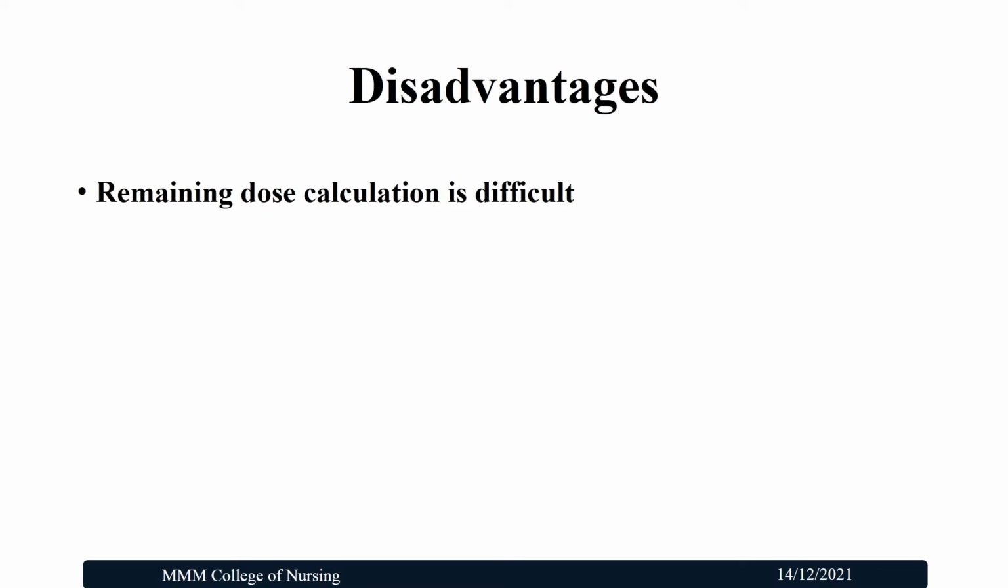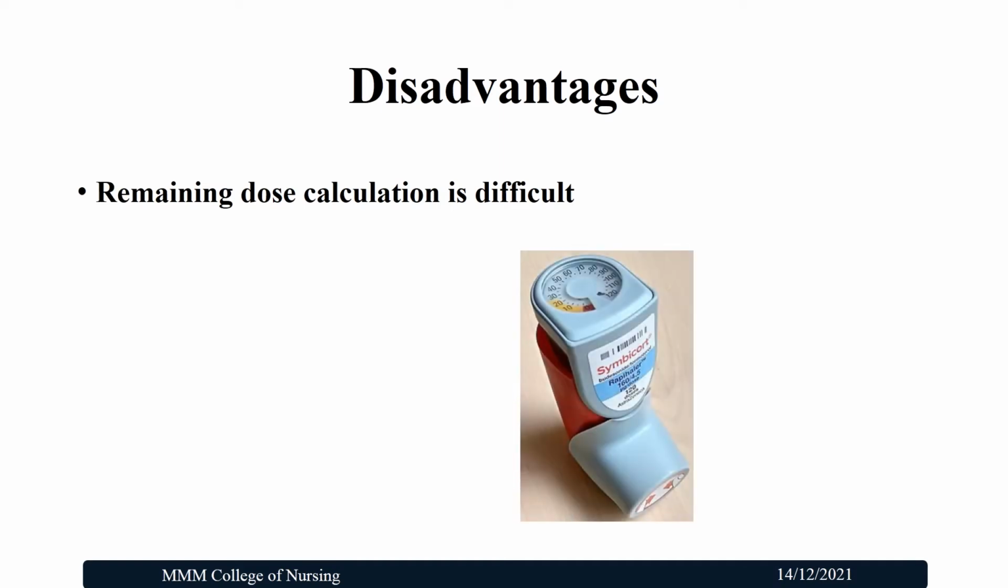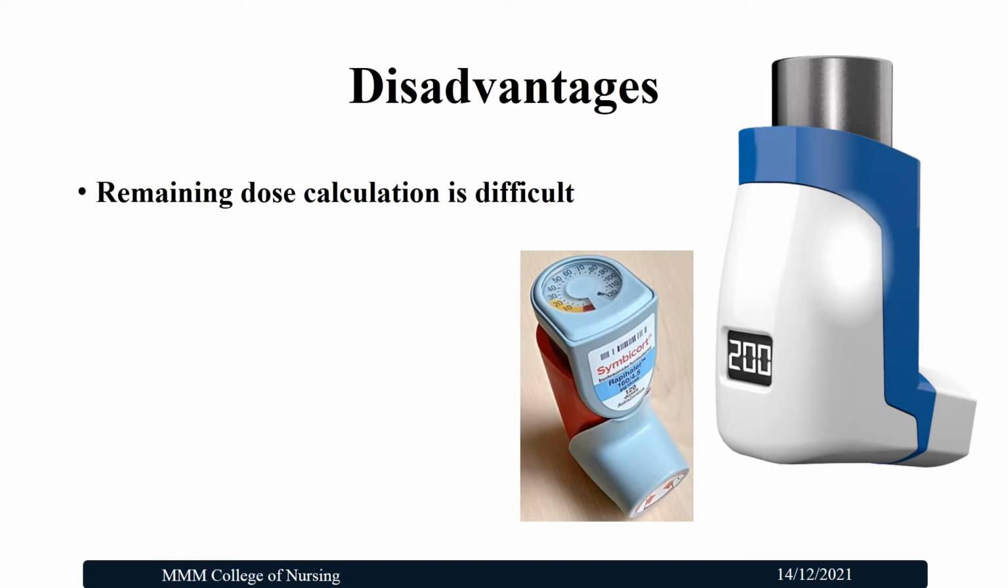One of the difficulties in the conventional metered dose inhaler is that it is very difficult to identify the remaining dosage. But recent MDIs come with a dosage indicator or dosage meter, so that the patient can calculate the remaining dosage and buy a new one before it gets completely empty.